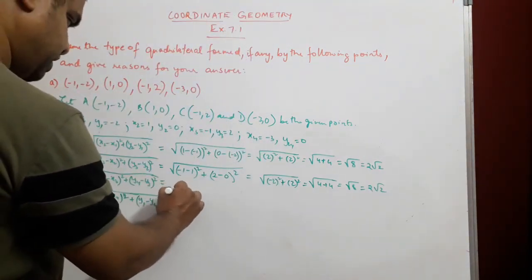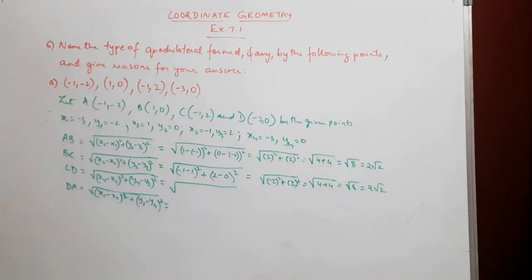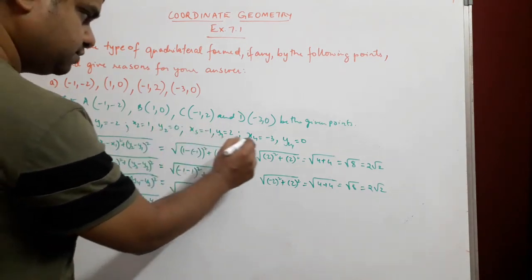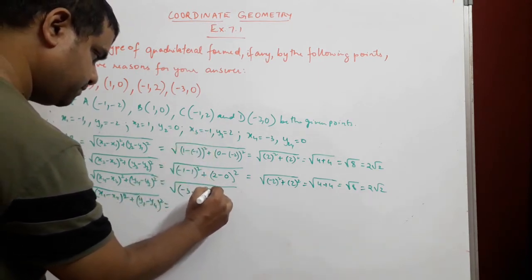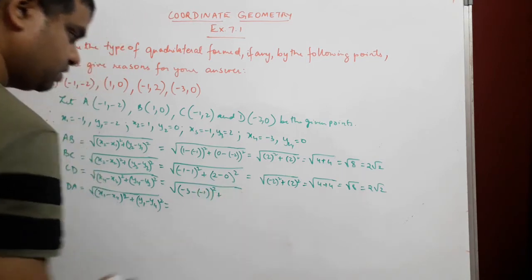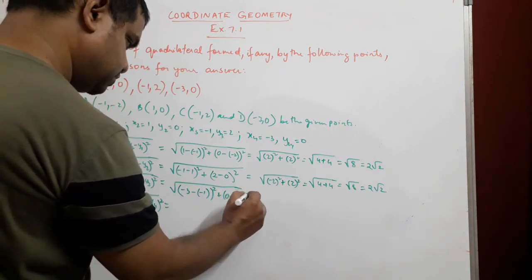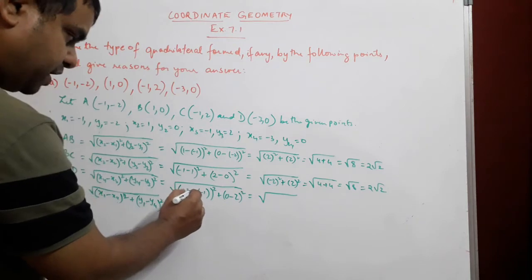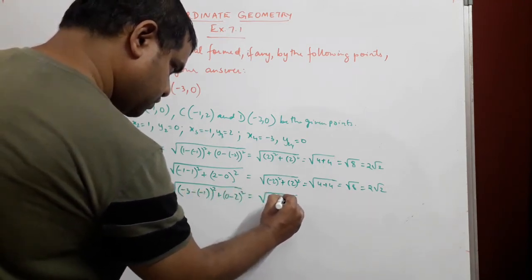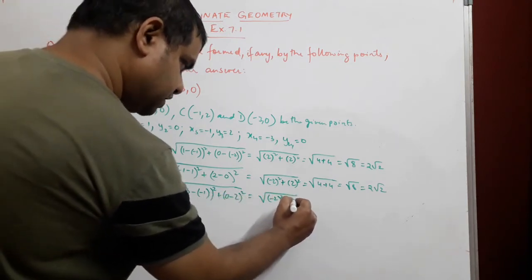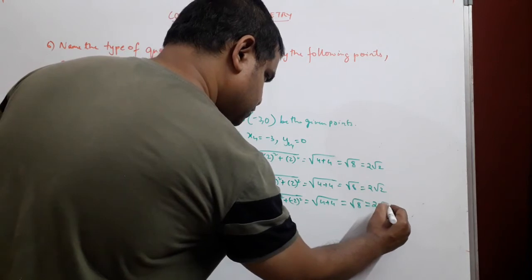Next is CD, beginning with x4. x4 is minus 3 minus x3, which is minus 1, whole thing in brackets raised to square, plus y4, which is 0, minus y3, which is 2, raised to square. So minus and minus gives us plus 1. So minus 3 plus 1 gives us minus 2 whole square, plus 0 minus 2 gives us minus 2 whole square. This will be 4 plus 4. It gives us square root of 8, which can be equal to 2 root 2.